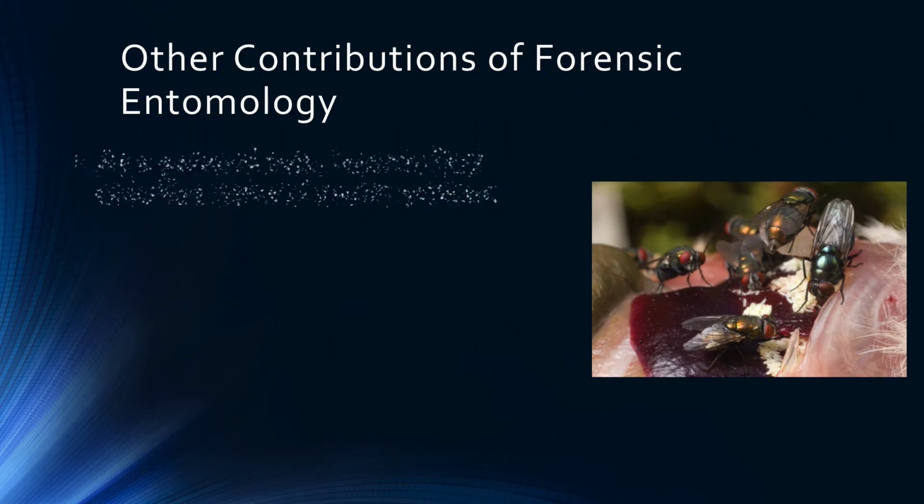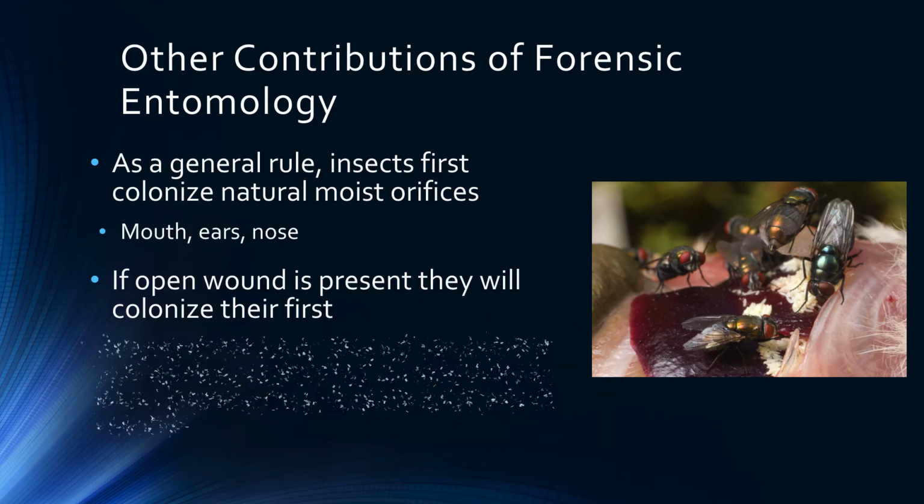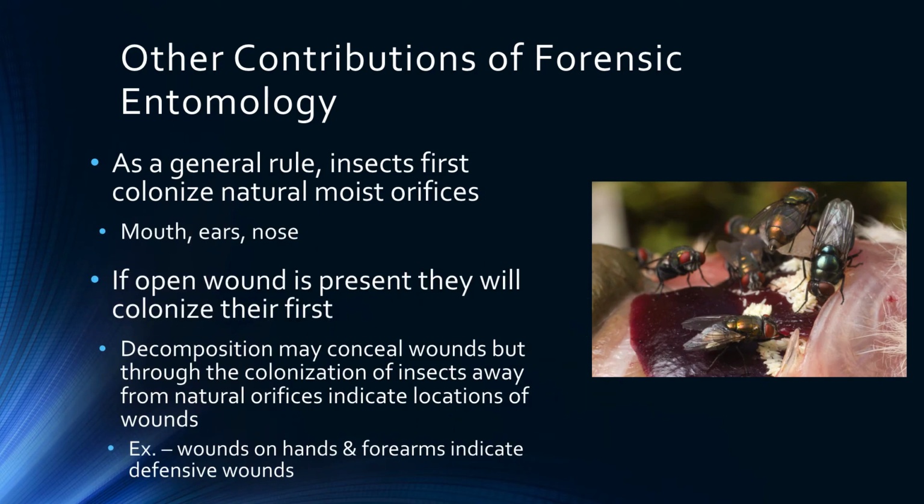Other contributions that a forensic entomologist can give an investigation is the fact that as a general rule, insects will first colonize natural moist orifices, such as the mouth, the ears, the nose. If there's an open wound present, they're going to colonize there first because it's easier for the larva to gain the food from the tissue that way.